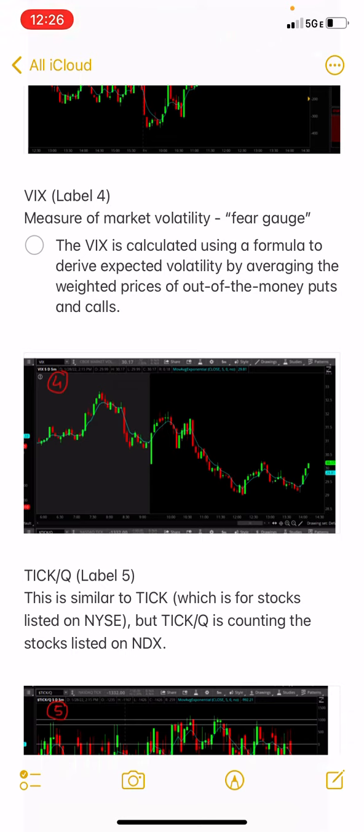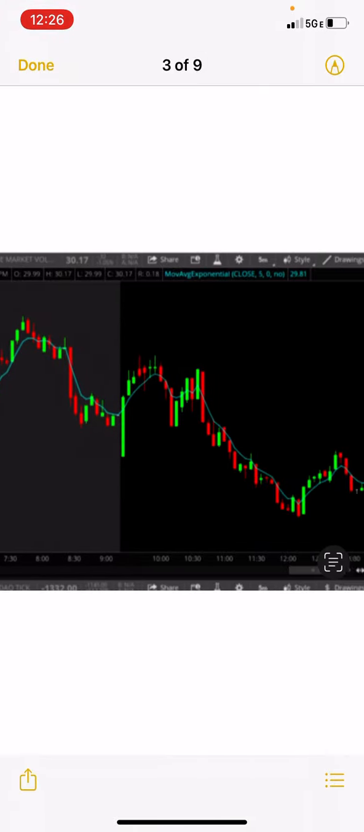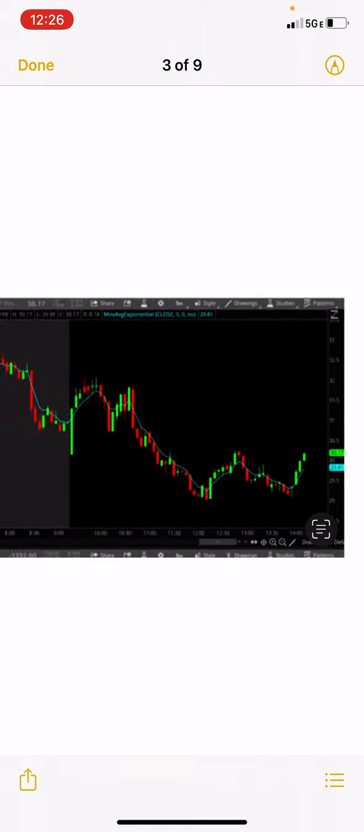The VIX, obviously, that's a measure of the market volatility or the fear gauge, right? The VIX is calculated using a formula to derive expected volatility by averaging the weighted prices of out-of-the-money puts and calls, okay? So if a bunch of people are buying puts as insurance, you're going to see the VIX go up, right? As VIX comes down, people are taking off hedges. They're not expecting much more downside, right? So when you start seeing the VIX pull back and breaking key levels, that's a good sign for the bulls, right? And here's just a little snapshot of what the VIX looks like. I'm sure most of you have actually seen the VIX before.